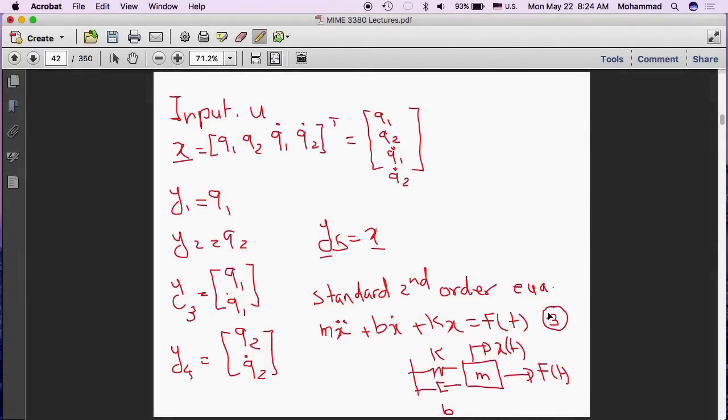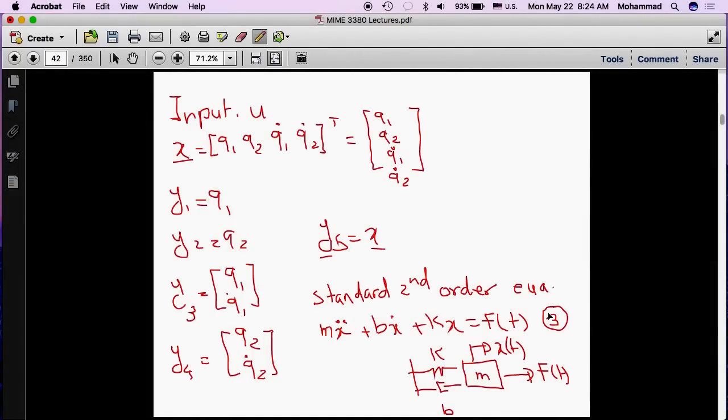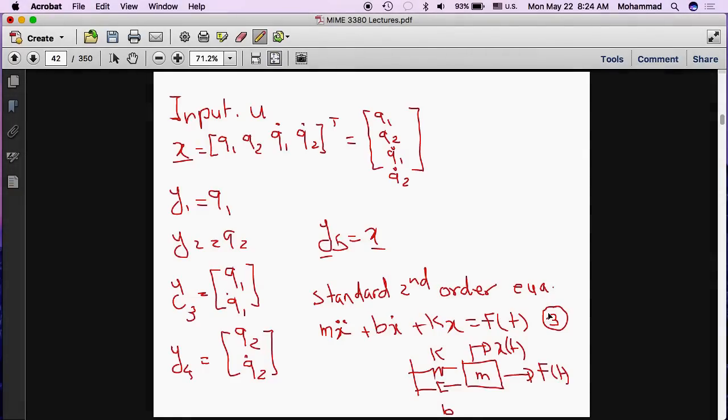So if F of t is 0 here, what will happen to the mass? It won't move unless there are some initial conditions, unless you have already pulled the mass away. Of course, there is no force applied to it. But if you pull the mass away from its equilibrium, it will move until it reaches back to the equilibrium. But if it is at equilibrium, which means zero displacement, zero velocity, and zero acceleration, if there is no force, it will stay where it is.